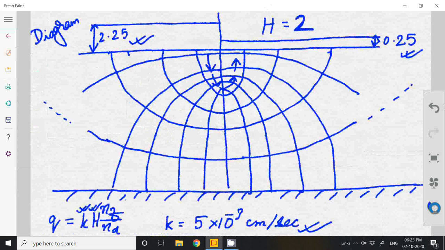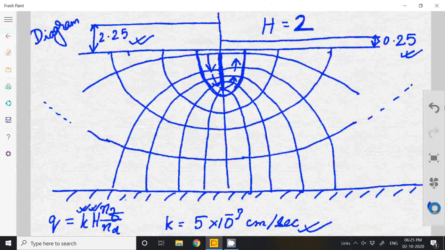This one is one flow channel. What is the general definition of a flow channel? The general definition of a flow channel is the space between two flow lines, isn't it? The space between two flow lines is a flow channel, and I have already told you that there is a flow line here in the sheet pile. If you just follow the previous diagram, there will be a flow line here, and there is another flow line.